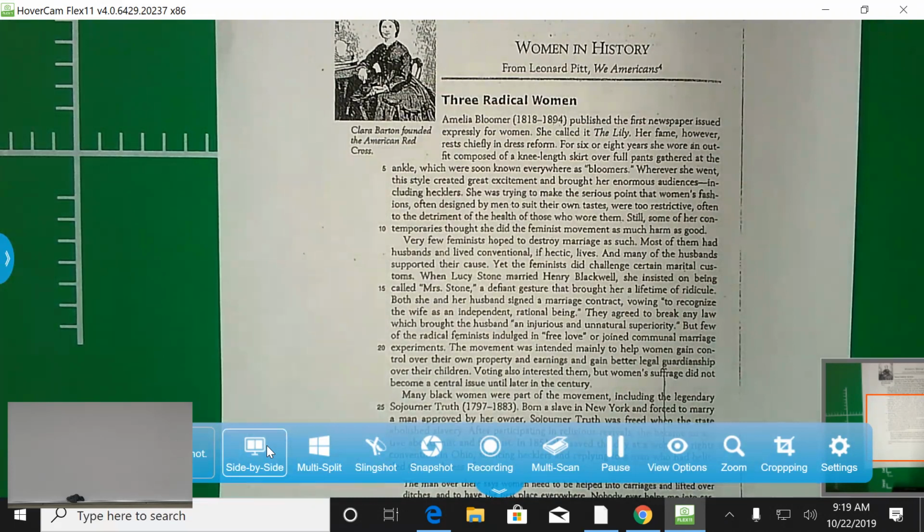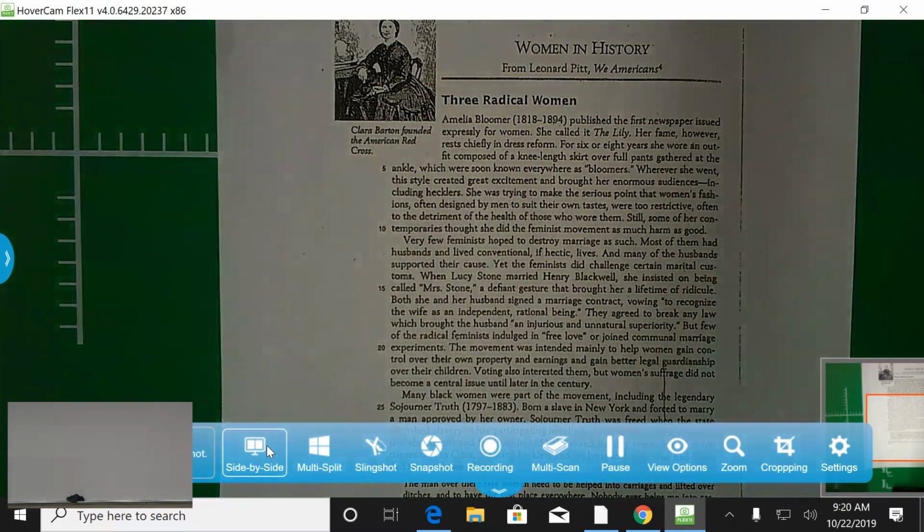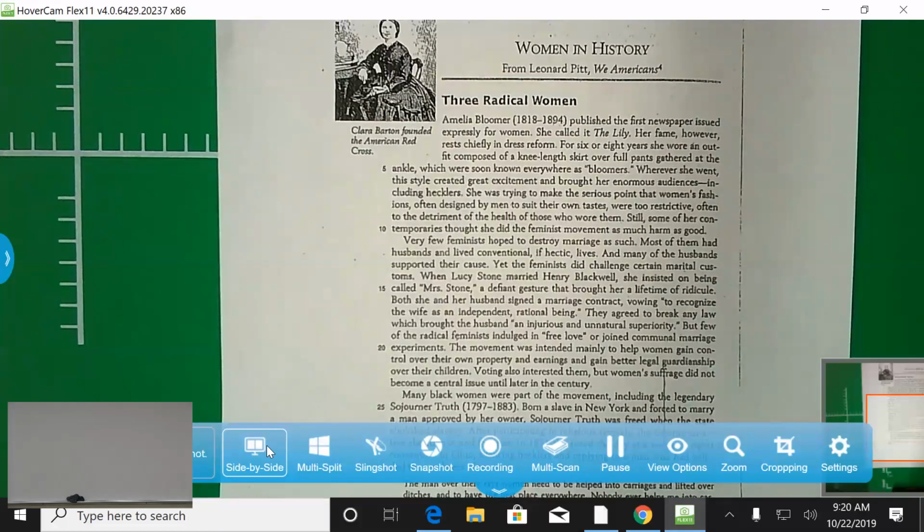So based on our checklist, we're using our checklist to go through the annotating. What is my first step? I'm going to dim the lights a little bit so you can see the overhead a little better. What's our first step in the annotating checklist? What am I going to start with? Heading into a question. Yeah, exactly. Heading into the questions. So we have a title, Women in History, and then we have a heading that says 3 Radical Women.